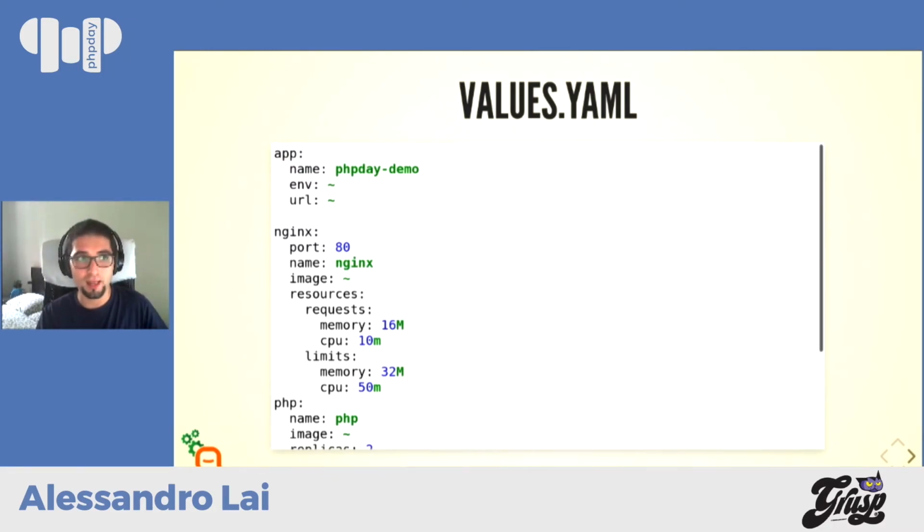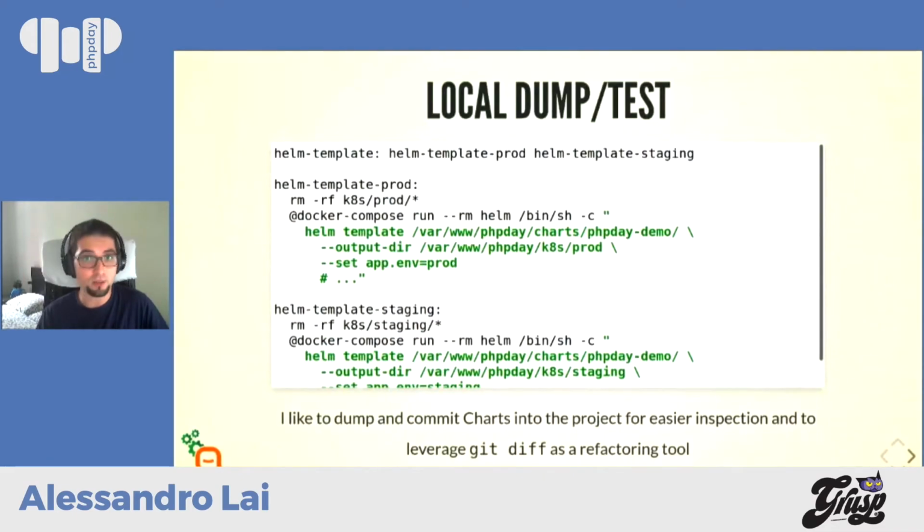What I like to do with Helm is dump locally the result of the templates with something like that. This is a piece of a Makefile that I use on my projects.